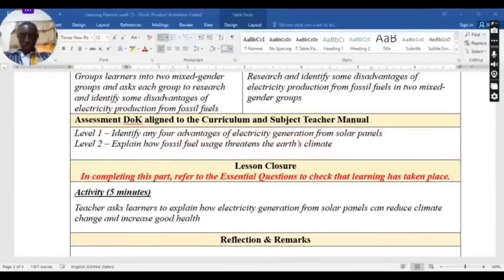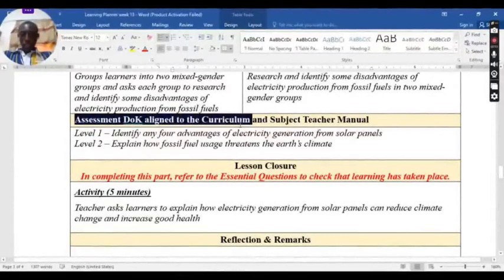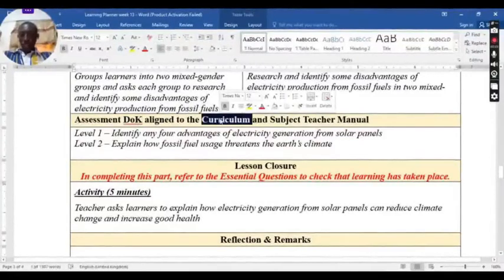Look at the next part, which is the assessment part. Assessment DOK. Now, assessment. When we look at this side, assessment DOK aligned to the curriculum and the subject teacher manual. The assessment should align with DOK. It should agree with the DOK levels. It should align with the curriculum and then the teacher manual.